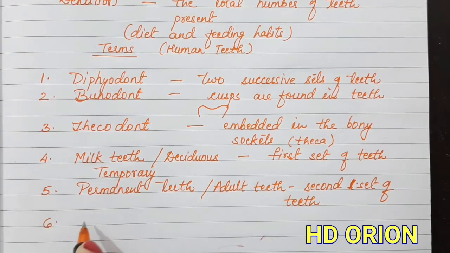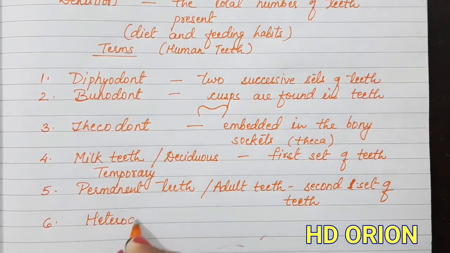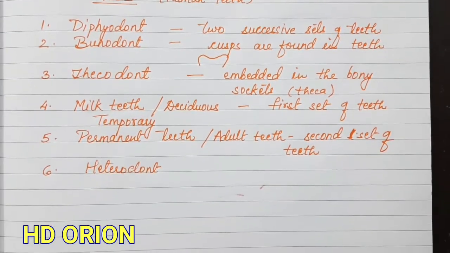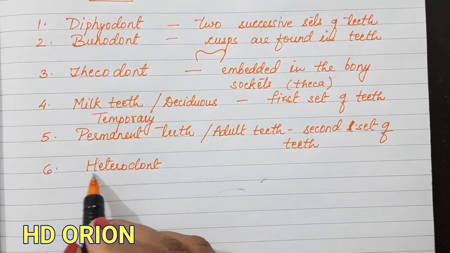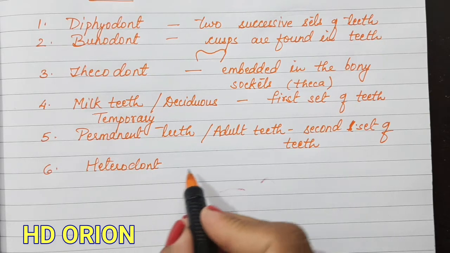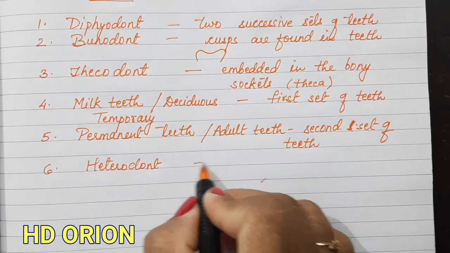Then human teeth is heterodont. When there is a variety of teeth, not all the teeth are similar. If the teeth are similar, we call it homodont, but the word hetero tells that there are different shapes and sizes of our teeth. The human teeth have variations. There are 4 different types of teeth.